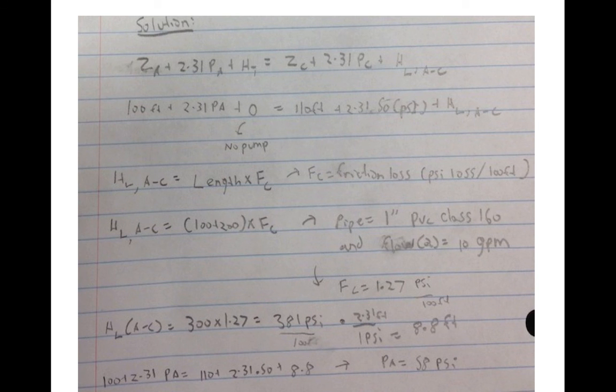Now, once you have that given info, you multiply 300 times our constant 1.27, which gives us 3.81 psi per 100 feet. And in order to get this into feet, you have to multiply by your constant 2.31 feet per psi, which gives us 8.8 feet. Now you just plug 8.8 into your equation, set it up and solve for PA, where PA, the pressure at A, the beginning, is 58 psi.